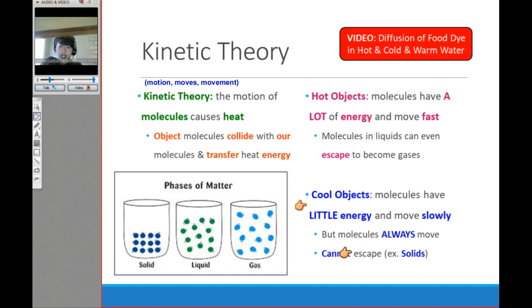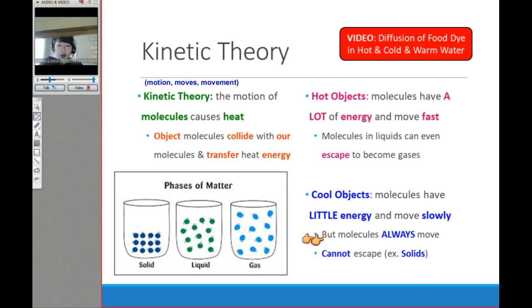Now, cool objects, on the other hand, are going to be the opposite. They're going to have very, very little energy, and they're going to move very slowly. Think about the fact that ice is a solid and has a solid shape, right? It doesn't move. So ice keeps its shape. It doesn't wiggle around like liquid water or gaseous water, okay?